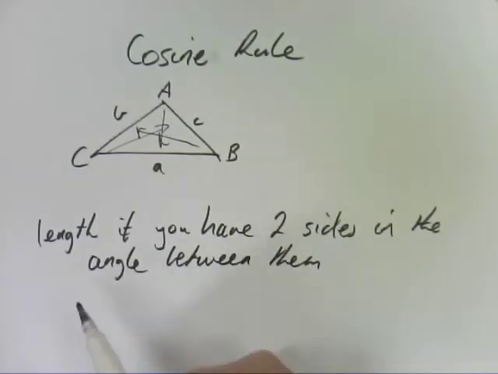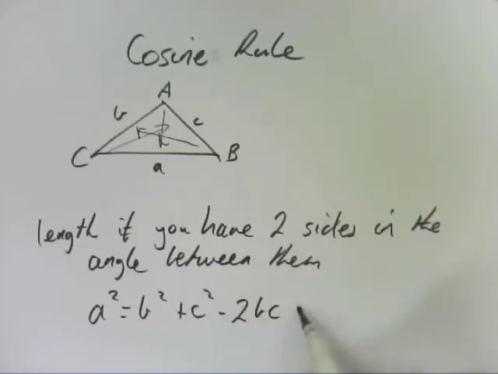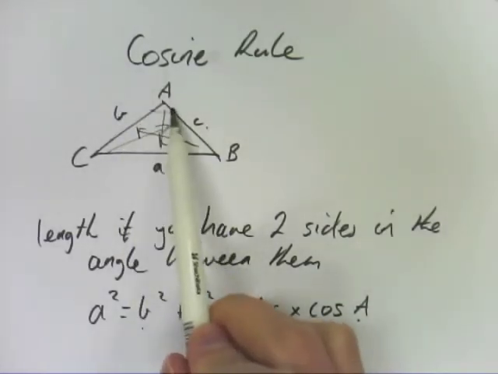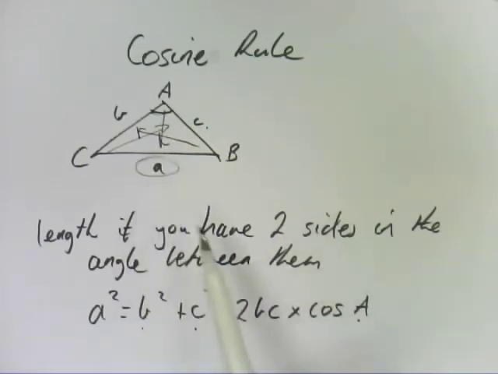The rule we use for that is a squared equals b squared plus c squared minus 2bc cos A. So if you have two sides and the angle between them, so if you've got B and C and the angle between them here, A, you can work out that missing side length A using that rule.